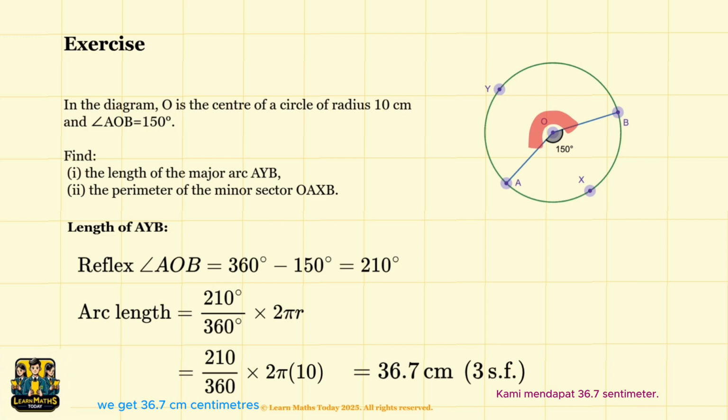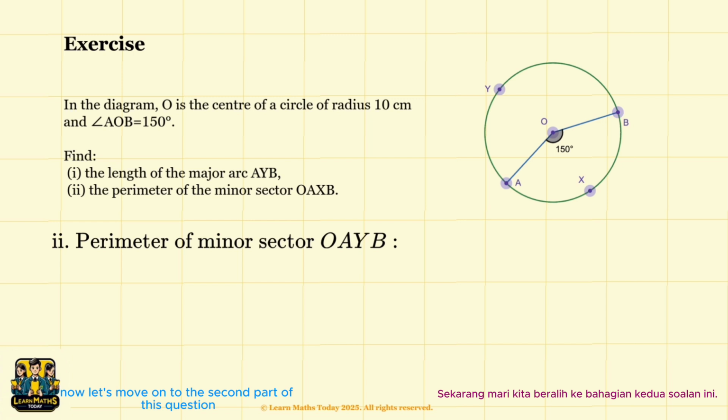And sub it into the equation, we get 36.7 centimeters. Notice that we only needed to find the angle that is referred to. The other two variables, which are the total number of degrees, which is 360, and the circumference, are already given in the question. Now let's move on to the second part of this question, finding the perimeter.